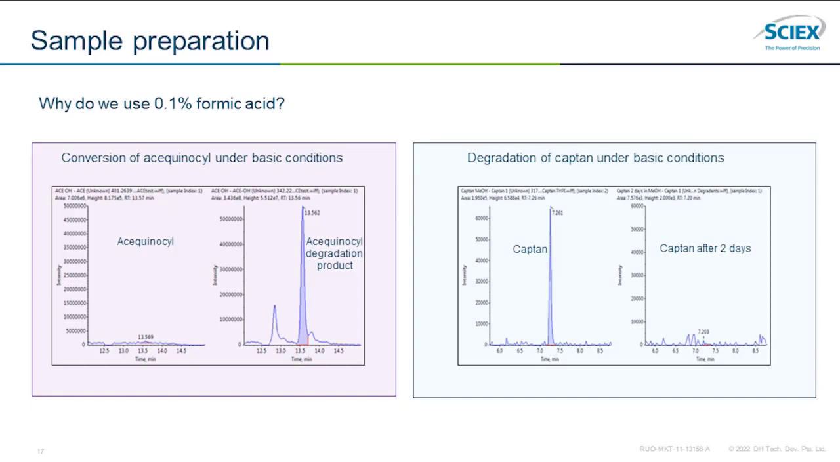And the same thing happens with Captan. So if you put Captan into your matrix and let it sit for a few days, or even just in a neat vial itself with no acidification, after a few days, it pretty much disappears. And Captan can be a pretty challenging compound as it is. So we really want to prevent this from happening as much as possible. And formic acid is a good approach for doing that.